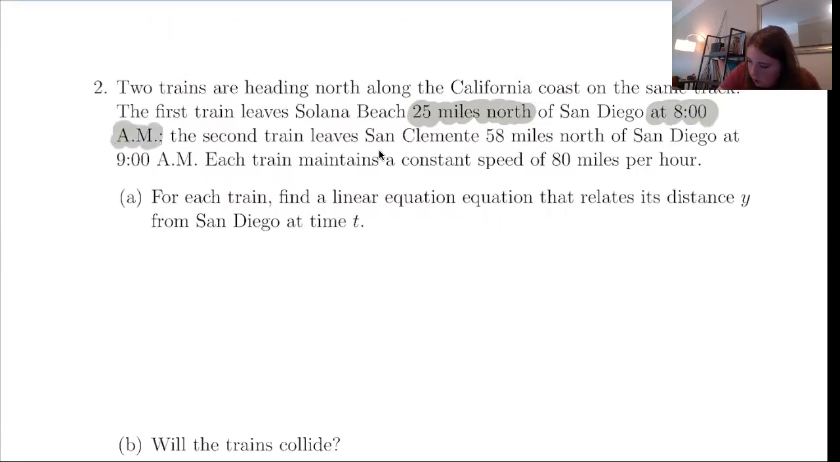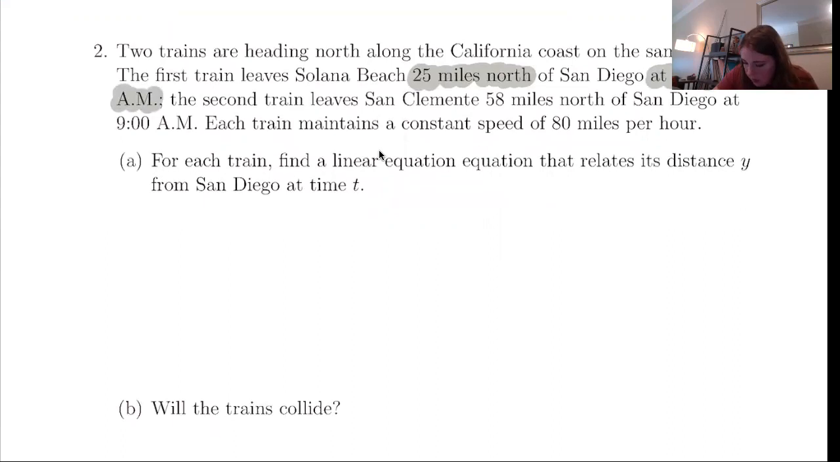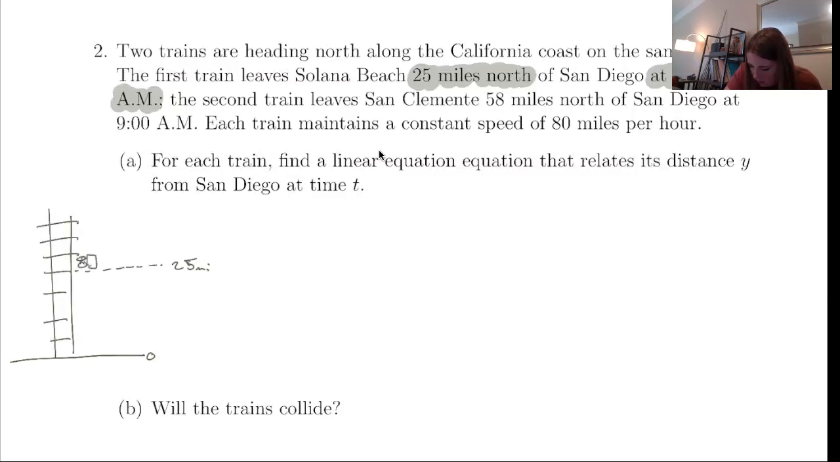And I'm going to start drawing a picture. It's going to be north, so I'm going to draw it vertically. Those are my train tracks. And if this is San Diego, we'll say this is 25 miles. So one train is starting at this point.